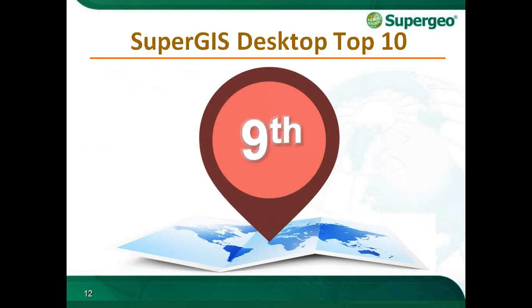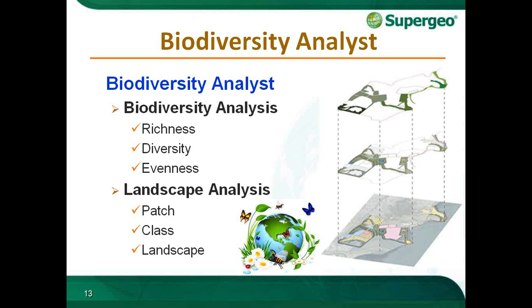Okay, so let's move on to our number 9. And our number 9 is biodiversity analysis. Well, biodiversity, I like this word. It reminds me not only of the environment, because it's changing so fast nowadays, but also I have to pronounce it very, very well. Yes, indeed. I didn't see this kind of analysis tool very commonly in GIS software.